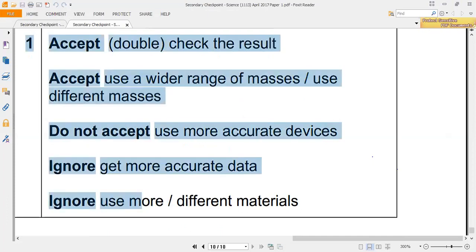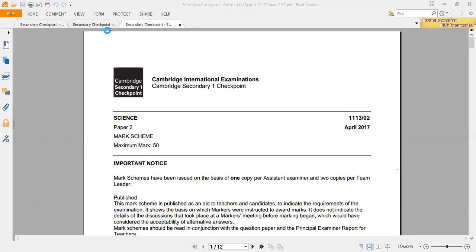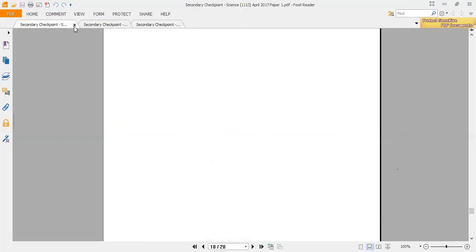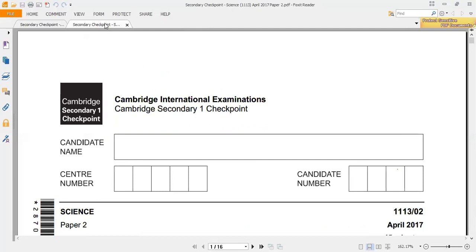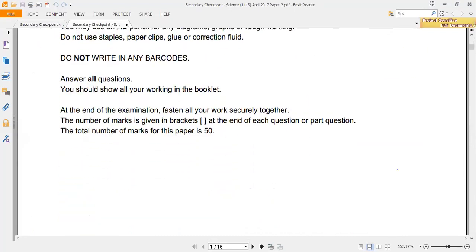Okay. So this is the end of the paper number 1. Now we will move to paper number 2. If you have any question related to paper number 1, I'll open the discussion after finishing marking paper number 2. Now we are solving together paper number 2, Checkpoint Science, April 2017. Time allowed is 45 minutes. You will be graded out of 50.